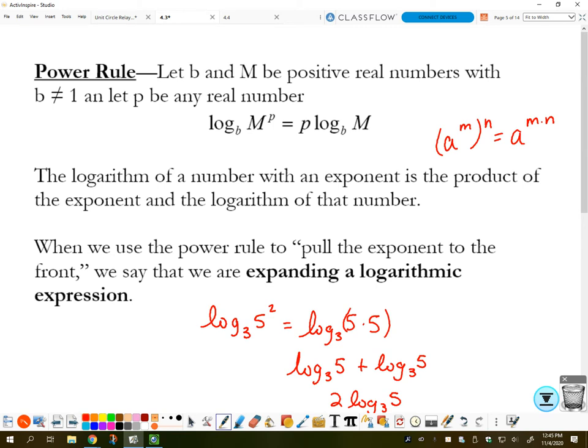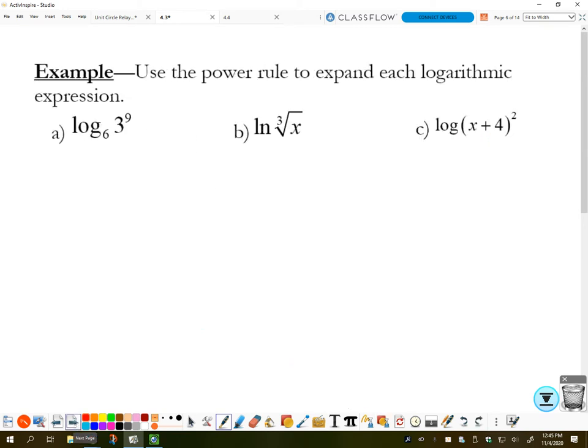Alright, so how do we use this power rule? We are going to just simply say this exponent swings around to the front and becomes 9 times log base 6 of 3. I might be thinking that you could simplify this because these have something in common, but you can't raise 6 to a power and get 3 because 3 is not the square root of 6. You don't have any exponent that you can use. It's a multiplication relationship there.